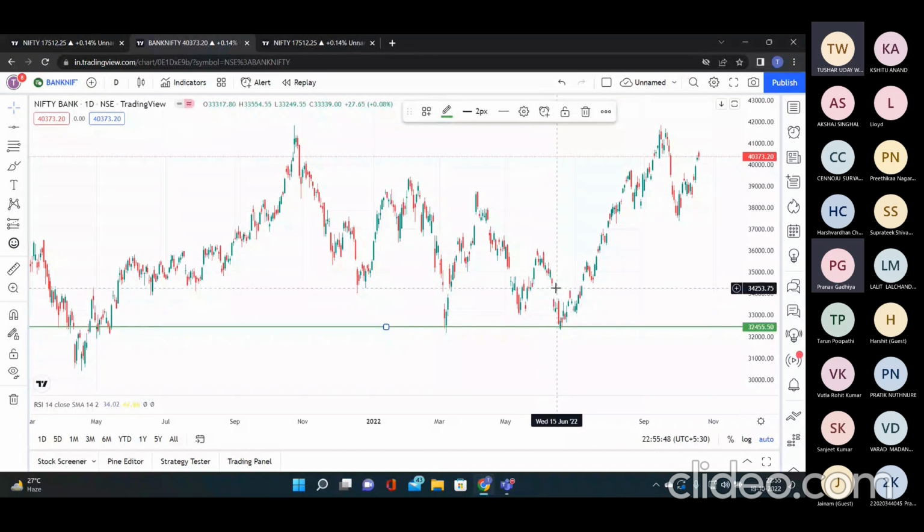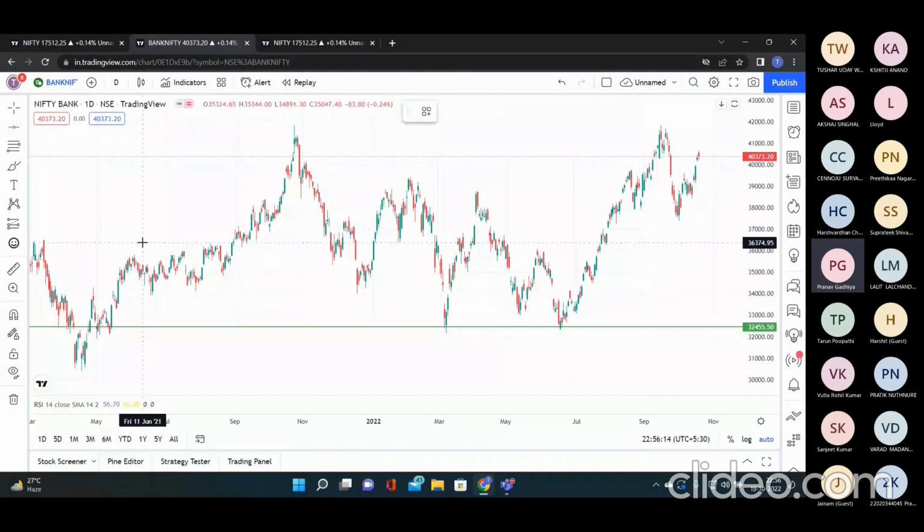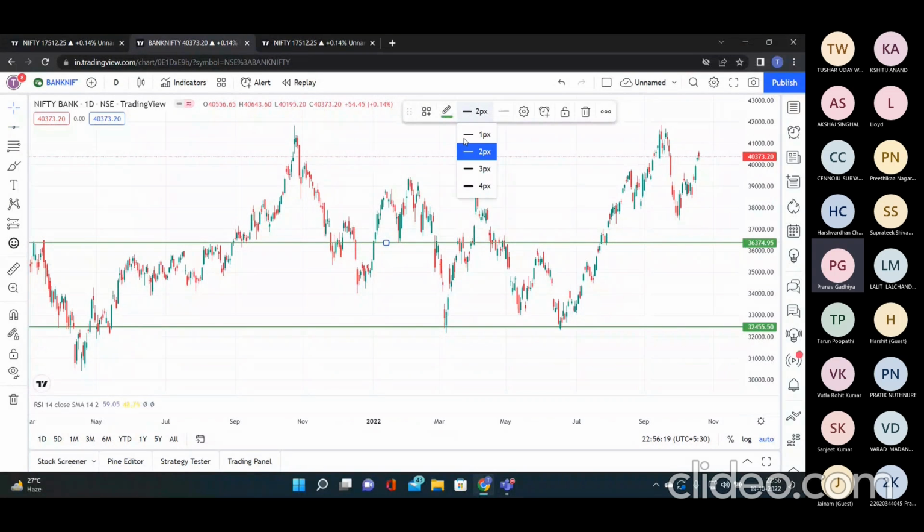And then if we move up, can you identify the next resistance level? Since the market is moving up from this level, the next level will be its resistance, right? So this level will be a resistance level. I will draw it.